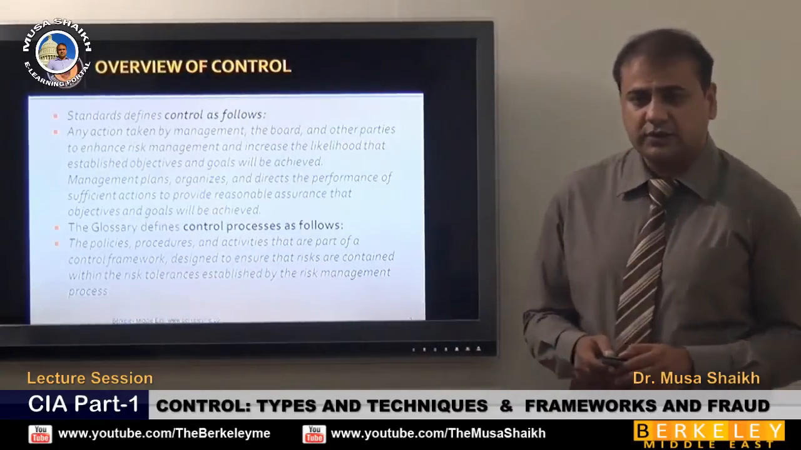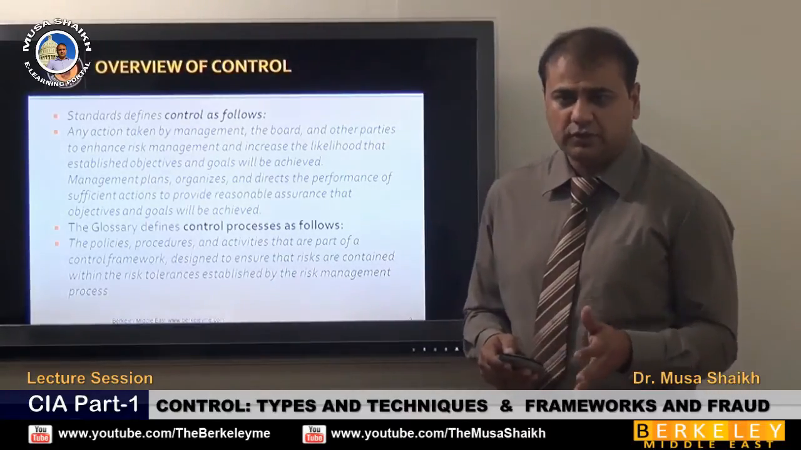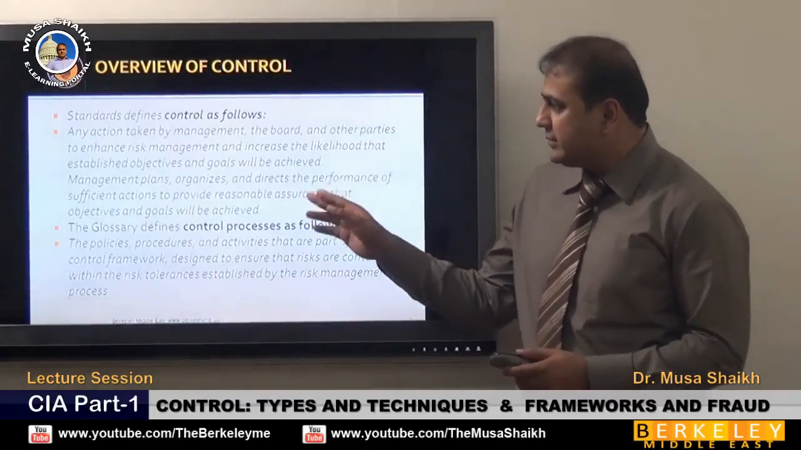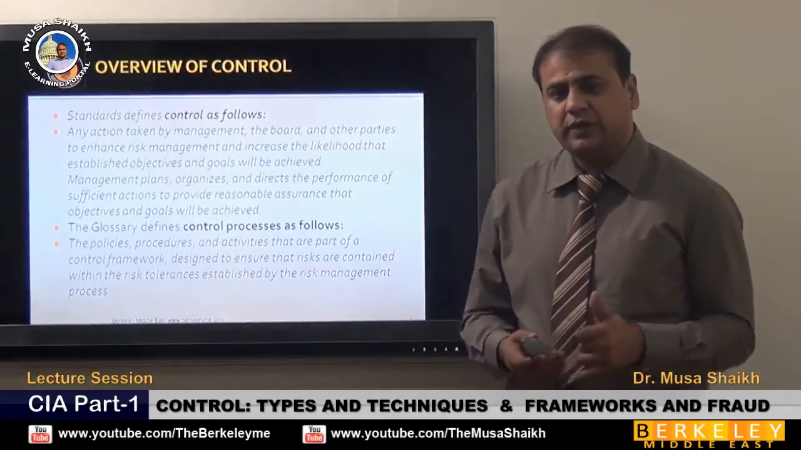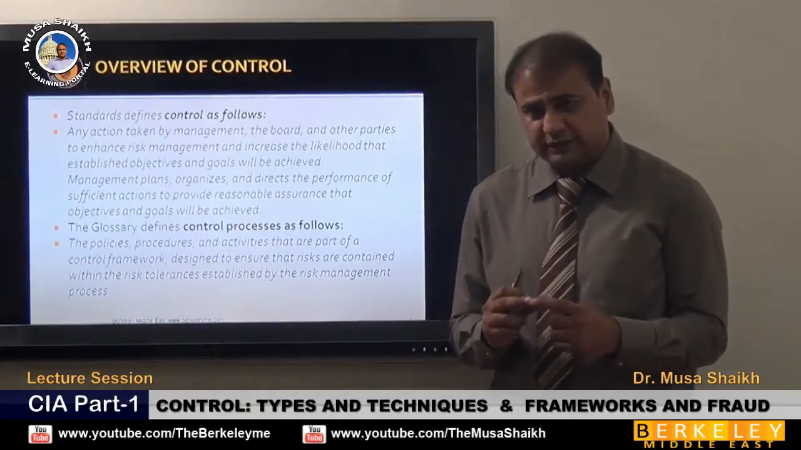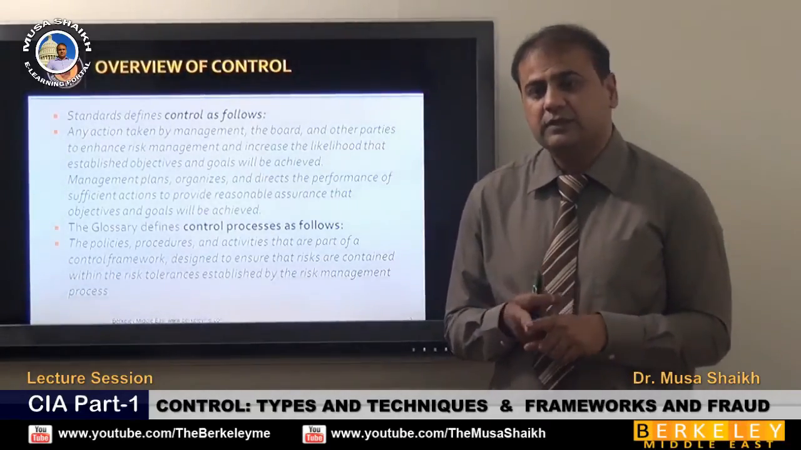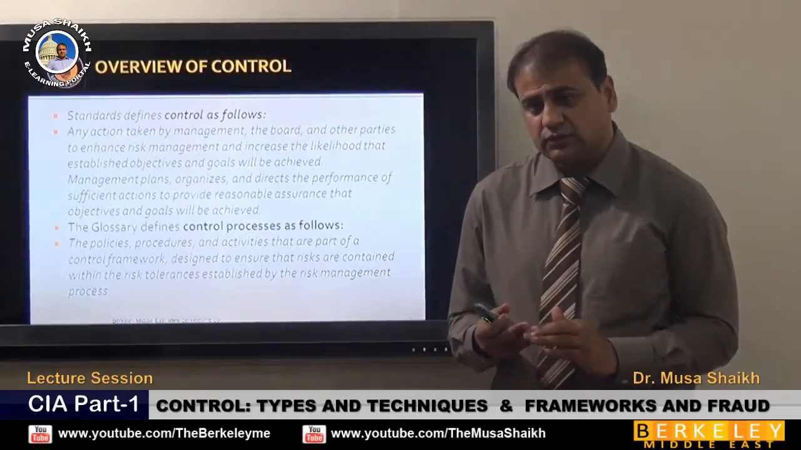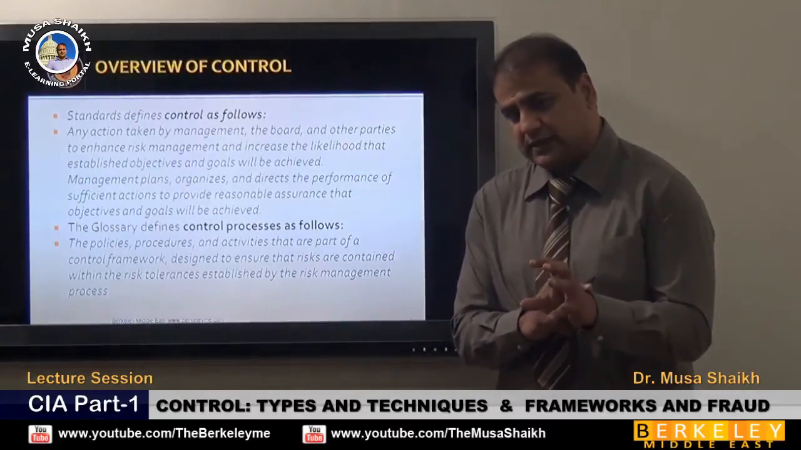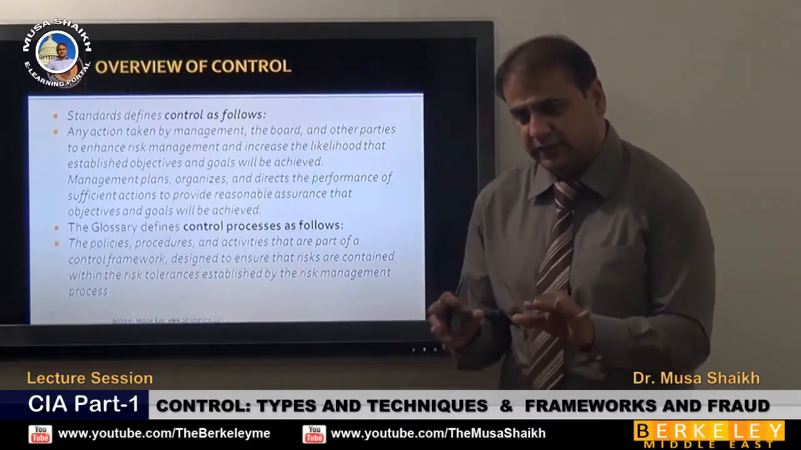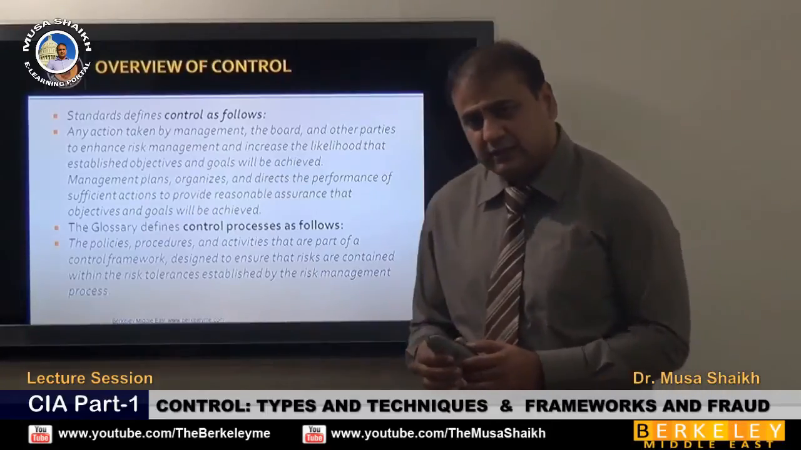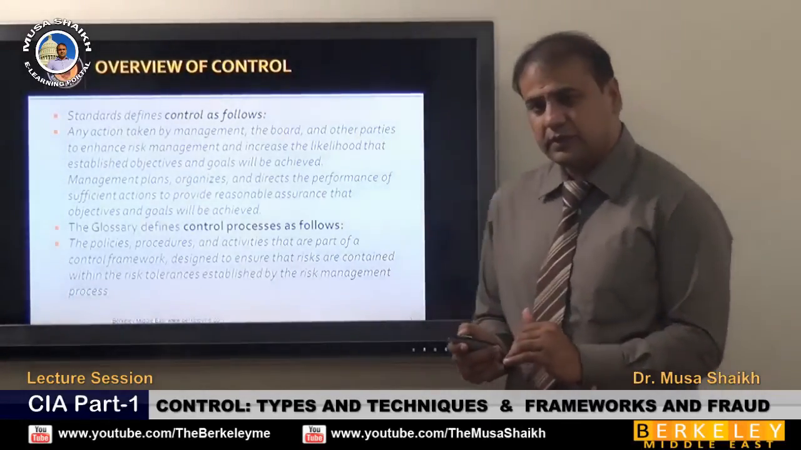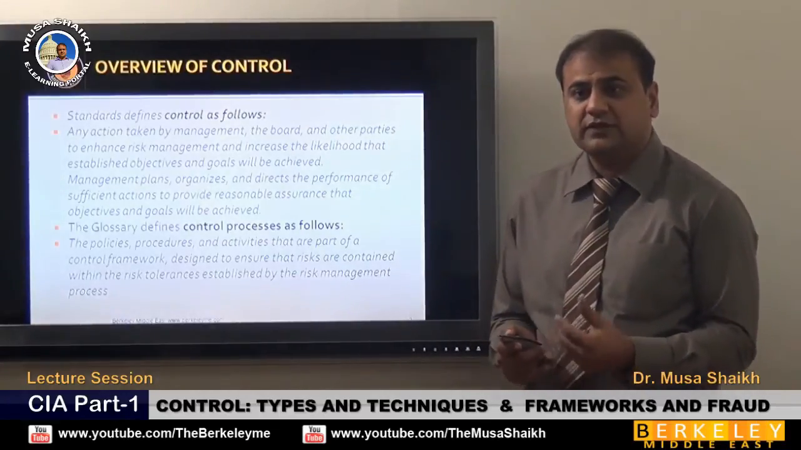First of all, let's define control. Control is any action taken by management, the board, or senior management to enhance risk management and increase the likelihood that established objectives and goals will be achieved. We know, from day one, that putting systems in the organization is the responsibility of management. Management is responsible to put the system in place and make sure that it is updated, and the internal auditor has to evaluate effectiveness. He has to test that these are adequate and provide reasonable assurance that things are well placed. That's why we go for control testing when we go for an audit. We always do tests of controls, right? Because the company will put controls in place, and as auditors we have to check how effective these controls are.